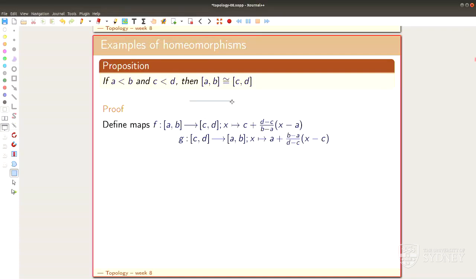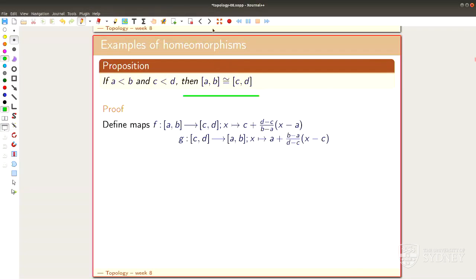The point is, all intervals are the same, so length doesn't matter in topology. I don't care about lengths, whether it's length 1, whether it's length 1 million, whether it's length 0.001, they're all the same. But, and that's kind of the point, they're really lines, right? I really look at the intrinsic property of being a line here.